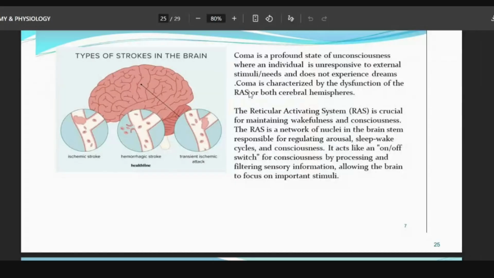Second reason is if directly RAS has got impacted, then unless and until that switch gets on, they will not feel consciousness. They will not feel sensory information or stimulus in them. This is one thing. Second thing is your strokes. So mostly due to strokes, the person tends to go to coma.